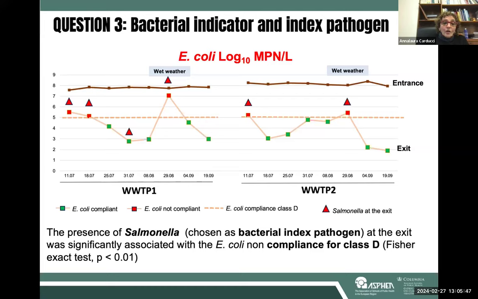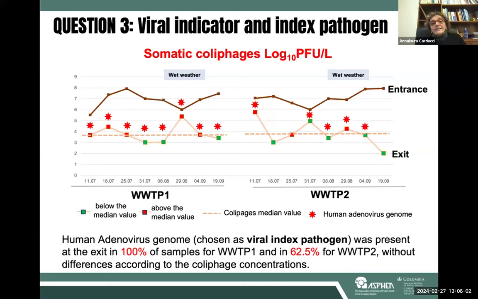The presence of Salmonella at the exit was significantly associated with E. coli non-compliance for class T. So E. coli can be considered a good process indicator for Salmonella, for example. Different is the situation for viruses, because somatic polyphages as process indicators are reduced about 3-4 logs, the same. But at the exit of the plant, we always found adenovirus in the first plant and in 62% of the samples for the second plant.